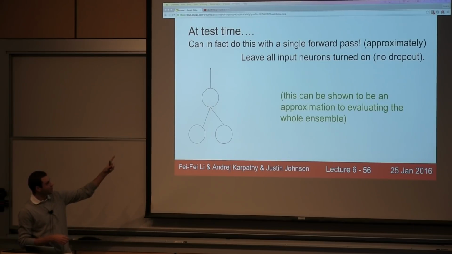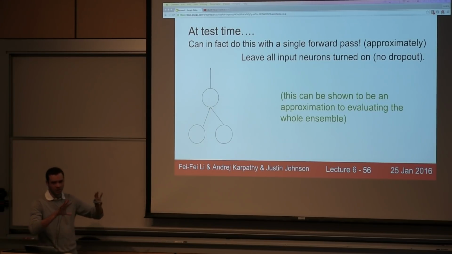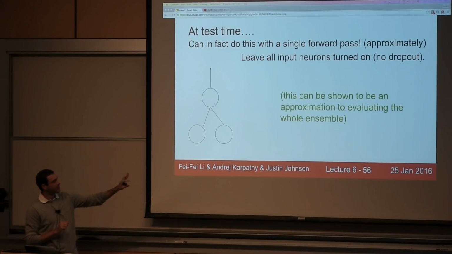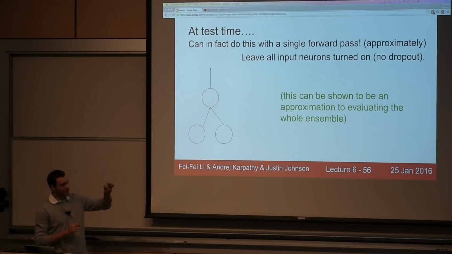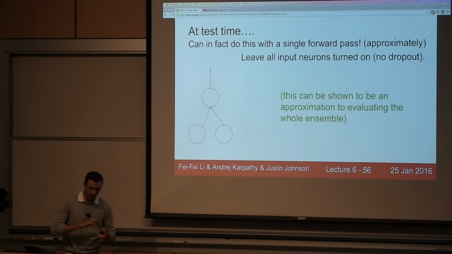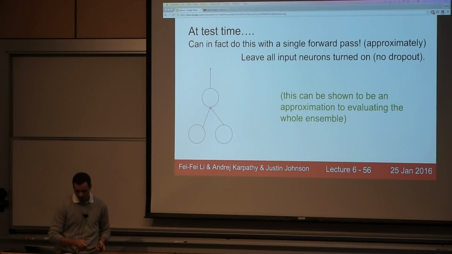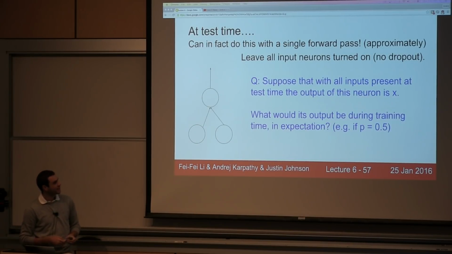So we're going to try to come up with a way where we can leave all the neurons turned on, so do no dropout in a forward pass on a test image. But we have to actually be careful with how we do this. In a forward pass for test images, we're not going to drop any units, but we have to be careful with something. Basically, one way to get at what the issue is: suppose that this was a neuron, and it's got two inputs. And suppose that with all these inputs present at test time, so we're not dropping units.